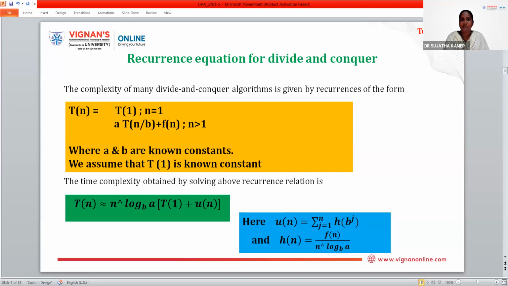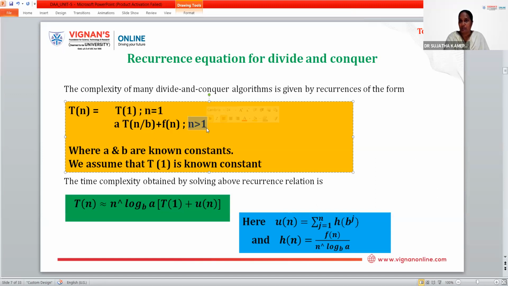The general form of the recurrence relation for the divide and conquer method is represented here. T of n is equal to T of 1 when n is equal to 1, and a into T of n by b plus f of n when n is greater than 1. Here n always represents the size of the problem. When n is equal to 1, the problem is the smallest problem, so its time complexity can be represented as T of 1, which is the smallest time complexity.